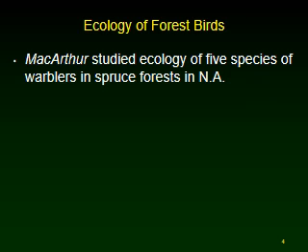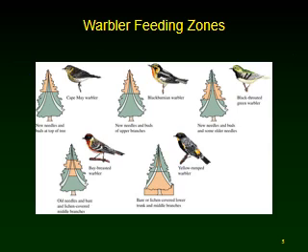MacArthur was a very important ecologist. Just a little case study here. He studied 5 species of warblers in the spruce forests in North America. Now, the theory predicted that 2 species with identical ecological requirements could not coexist indefinitely. So he worked on warblers and found that they fed in different zones of the same tree, so their ecological niches did not overlap. So here's an example of the warblers that MacArthur used.